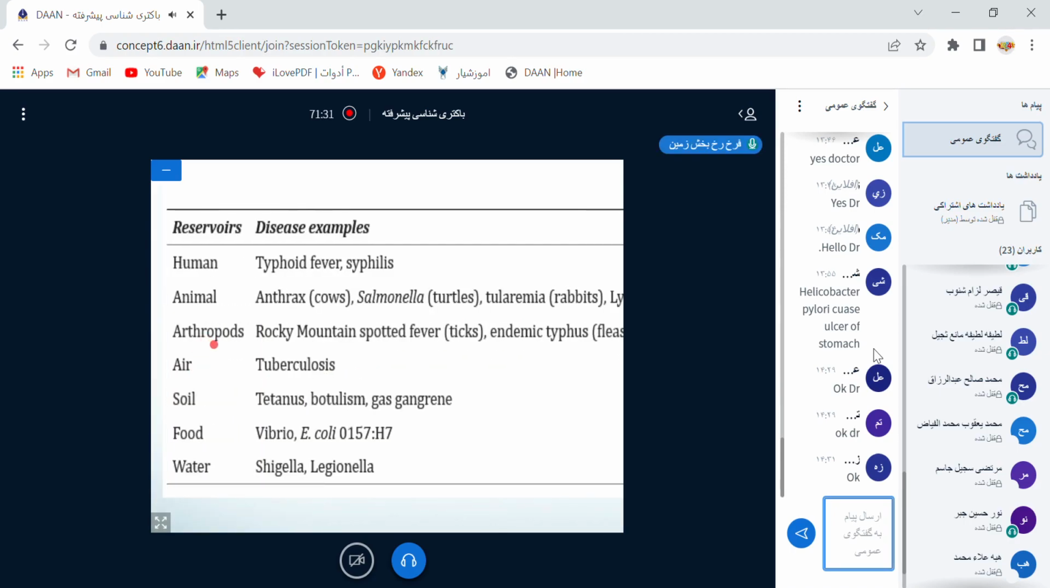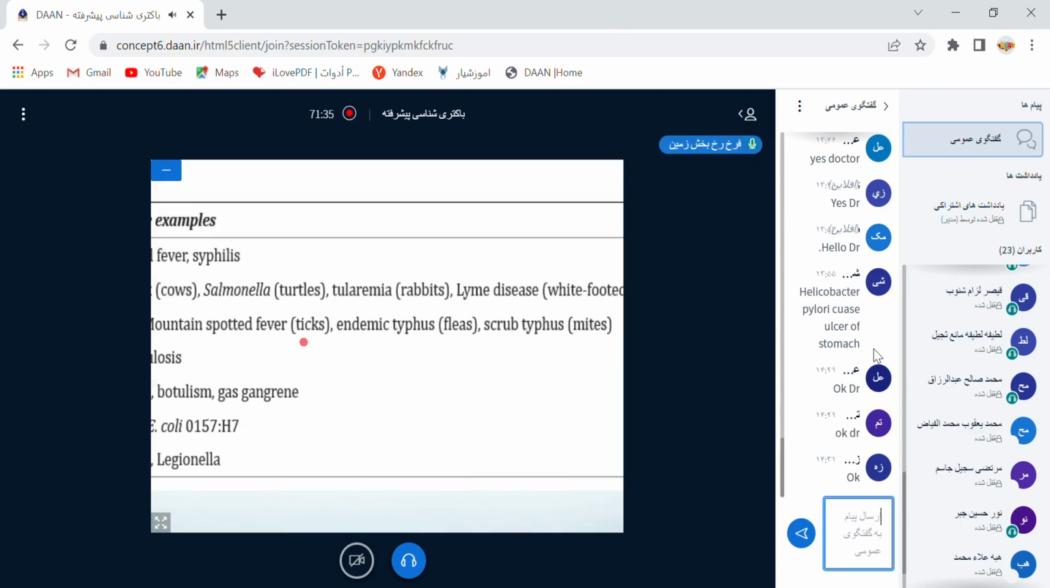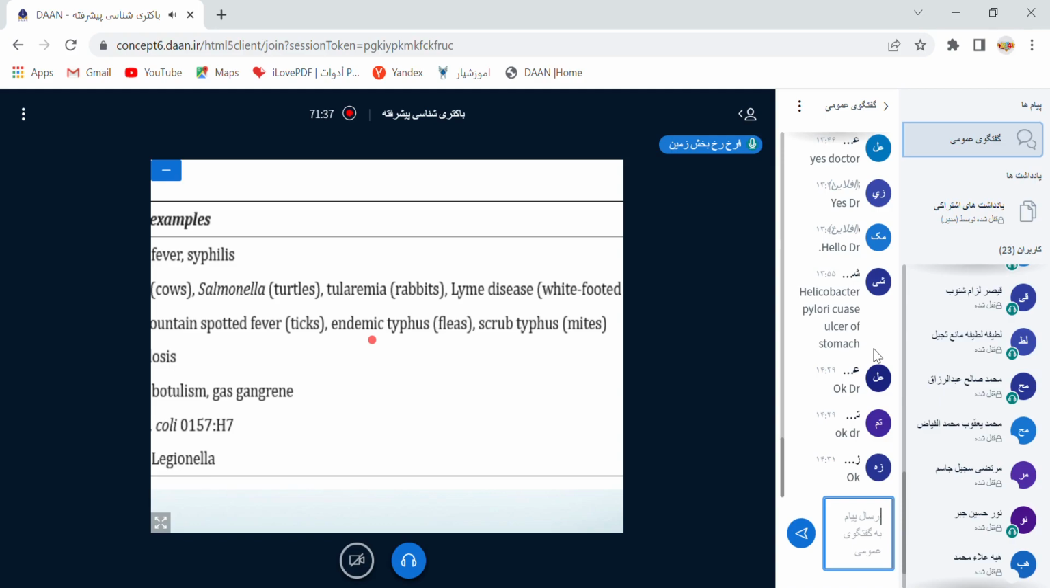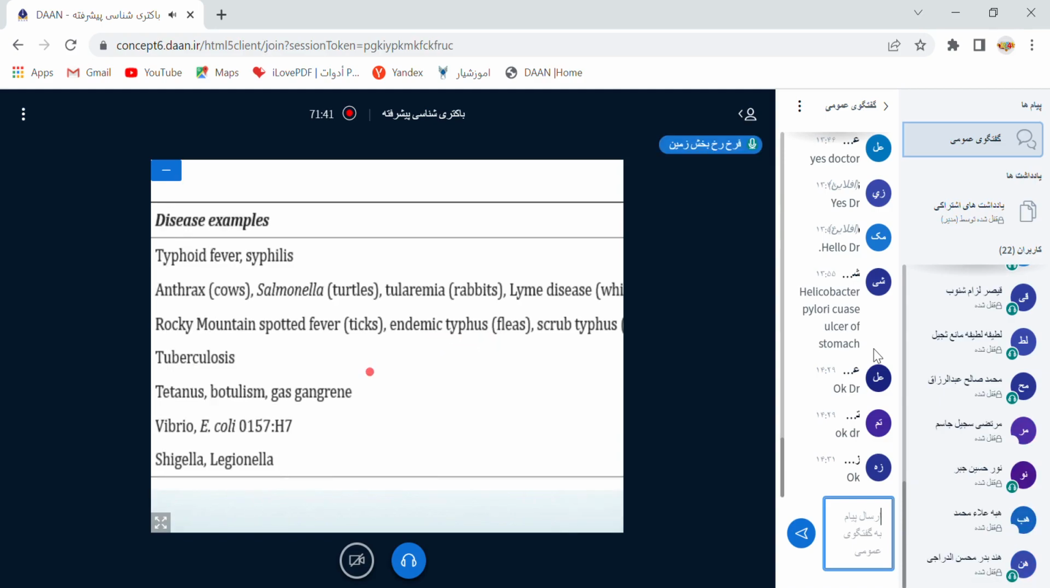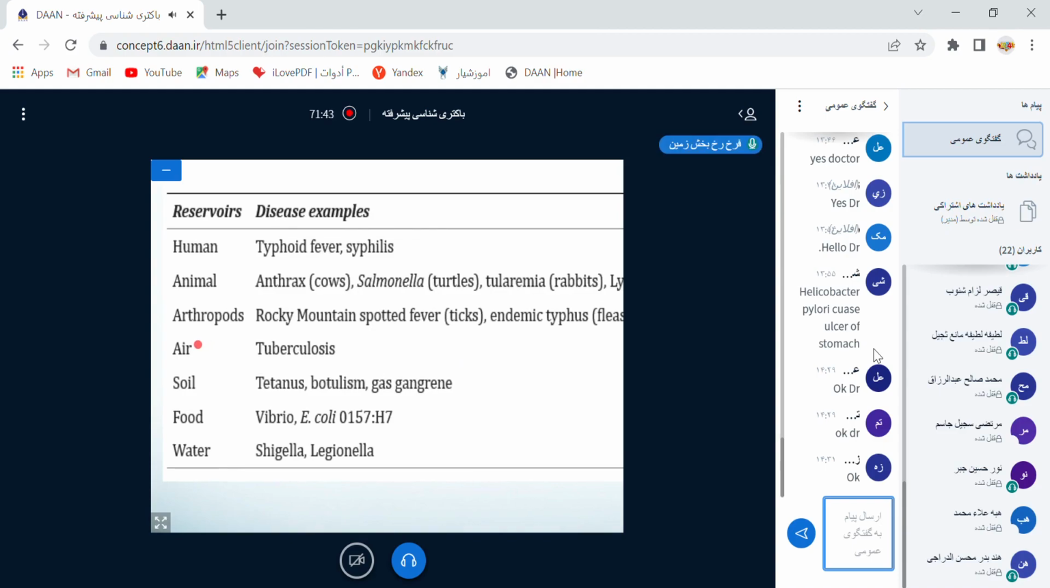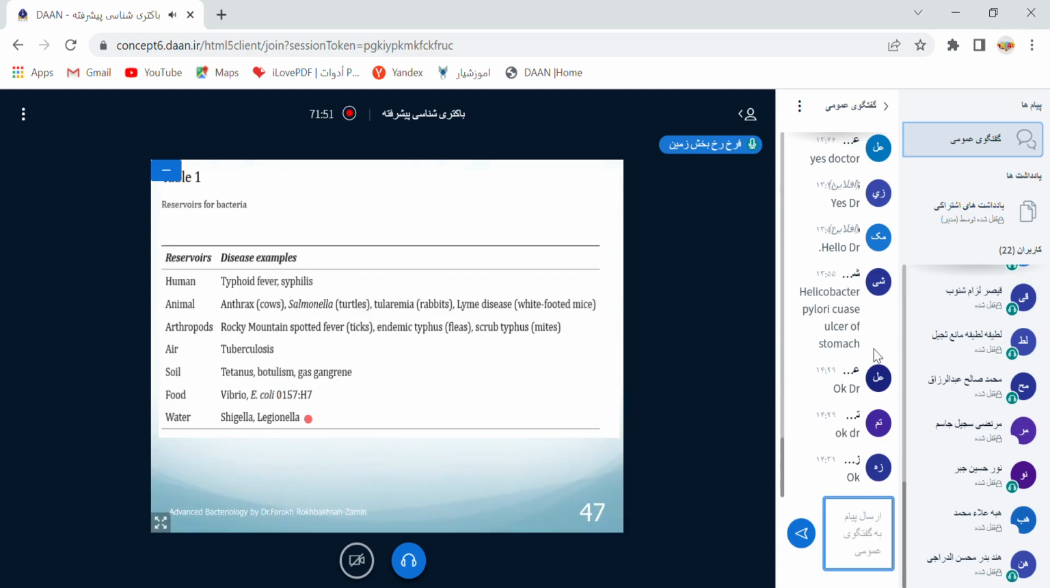Arthropods: Rocky Mountain spotted fever by ticks, endemic typhus by fleas, scrub typhus by mites. And now we want to go through air, soil, food, and water to finish this lecture today, okay?